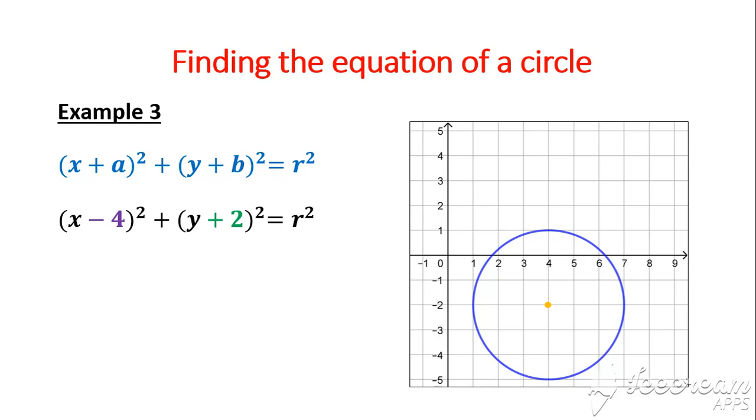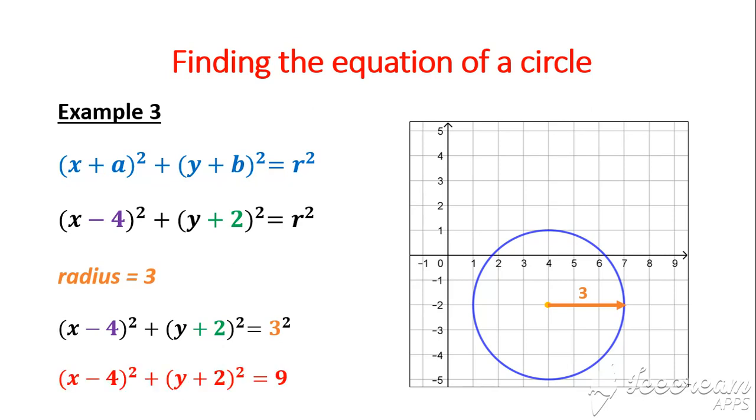Now I need to figure out what the radius is. The radius of this circle is 3 squares. So I can go x minus 4 all squared plus y plus 2 all squared is equal to 3 squared. The radius is 3 and 3 squared is 9. So my equation is x minus 4 all squared plus y plus 2 all squared is equal to 9.